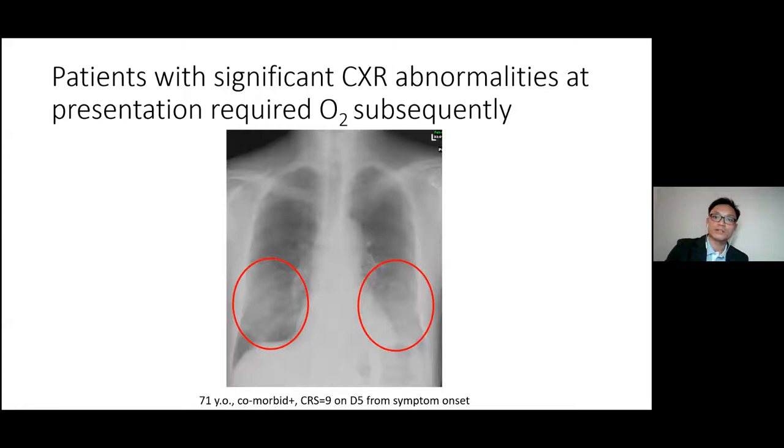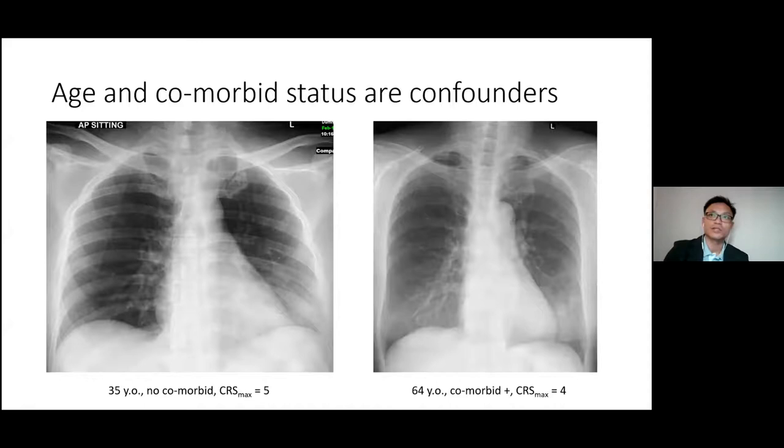Now, interpreting chest X-ray without the correlation with the patient's clinical features can be risky, given that we know that age and comorbid status, which determine respiratory reserve, are confounders. Here were two patients with similarly very mild opacities in the left lower zone in the initial X-ray, but the older patient on the right required supplemental oxygen subsequently.